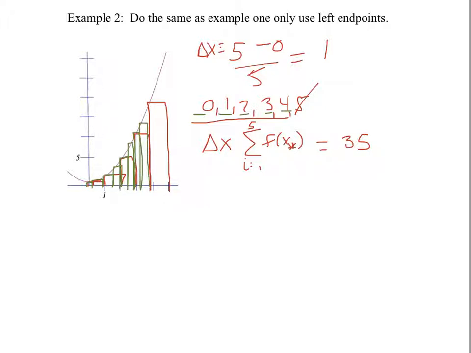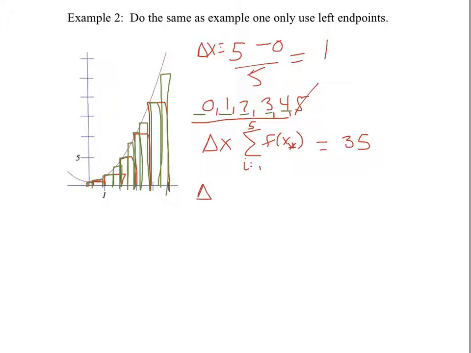And as you notice, I'm having less and less stuff missing underneath. I'm getting more of the stuff that I need there. So this would be an even better estimate, but it would still be an underestimate.